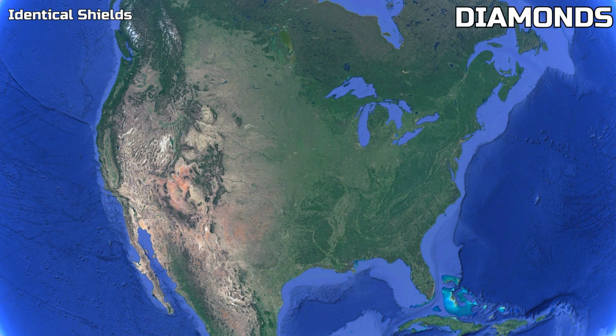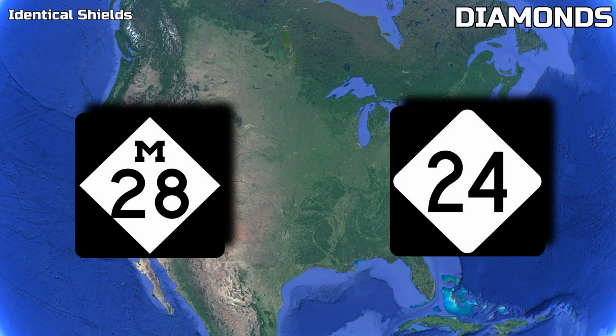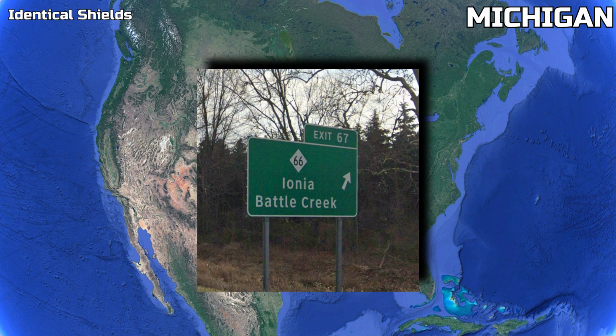Lastly, we've got the two diamond shield states, Michigan and North Carolina. Most times you'll be able to tell these apart easily because Michigan's shield has an M at the top. However, many signs on the interstate will just show a plain diamond, which then makes it look just like North Carolina's shield, so be careful with these two.